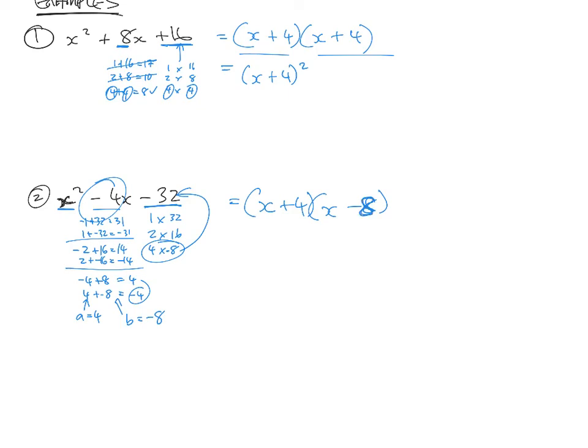And just to check if our factorization was correct, we can FOIL this out and see if we get this answer here. First, x times x is x squared. Outers is negative 8x. Inners is positive 4x. Lasts is negative 32. So x squared, negative 8 plus 4 is negative 4x, take 32, which is the same.